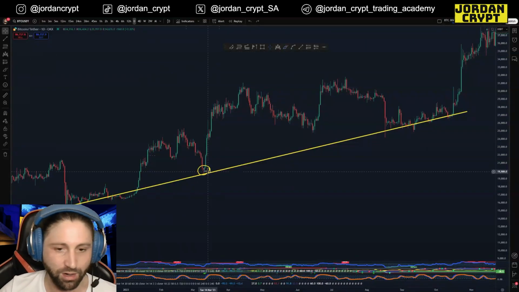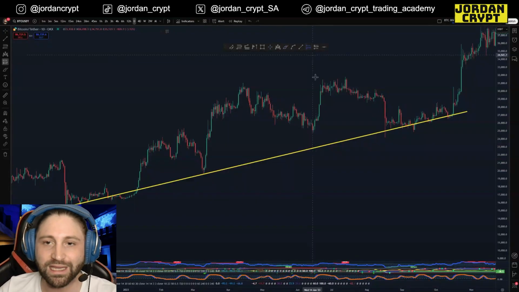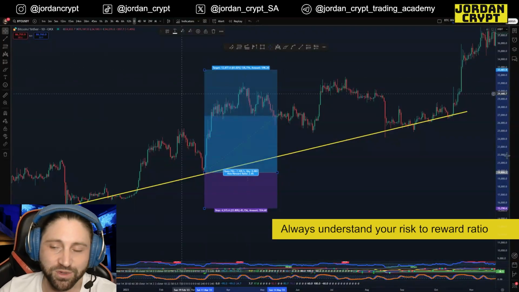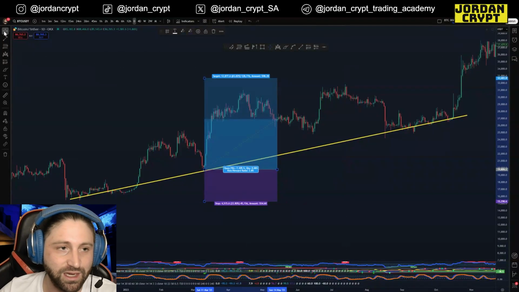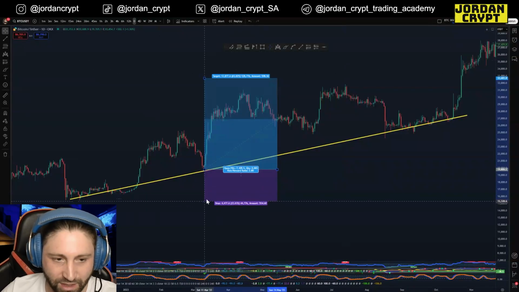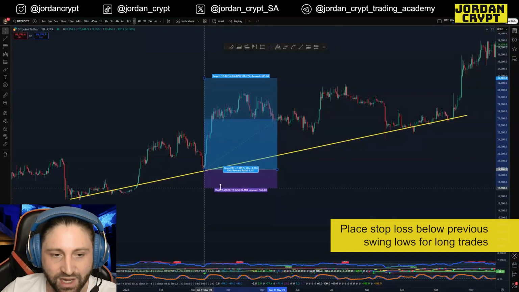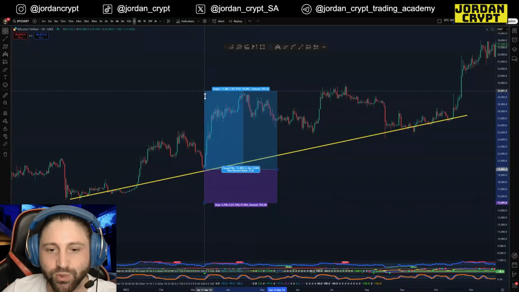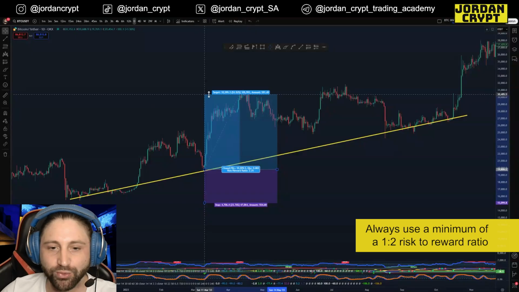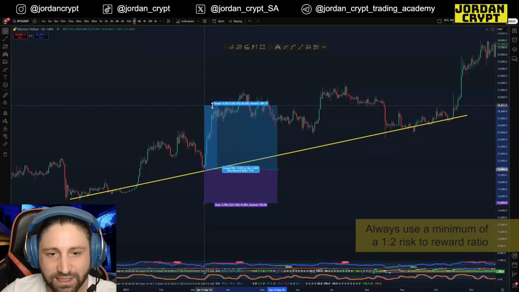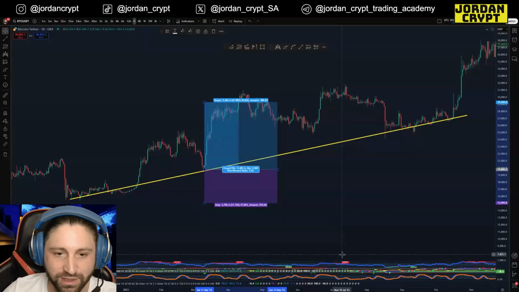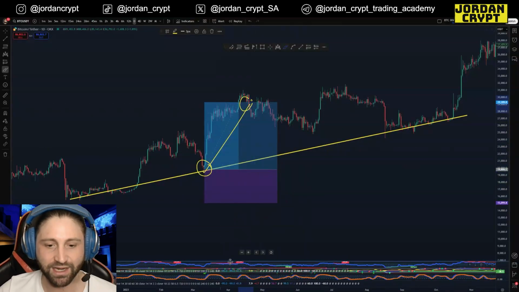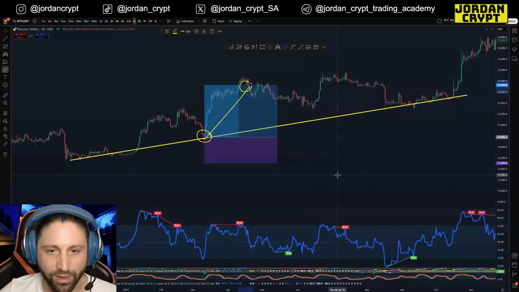Remember, whenever you are entering into a trade, you need to understand your risk to reward ratio. This, of course, was one of the best trades we have ever seen on Bitcoin. But here we can see, always make sure that you keep your stop loss below the previous swing lows and always take your target out to at least a 1-to-2 risk to reward ratio. And here we can see our 1-to-2 risk to reward ratio TP was hit absolutely beautifully in this trade, and very nice confluence came in with our RSI.